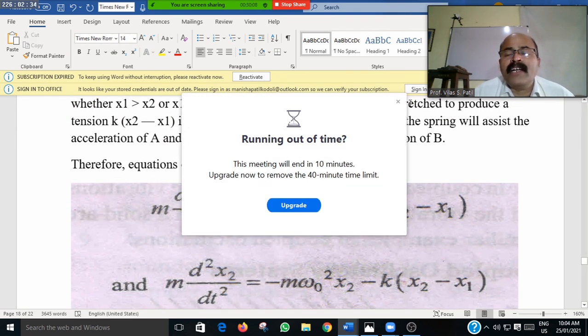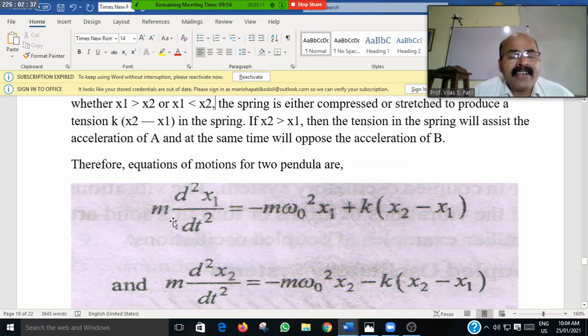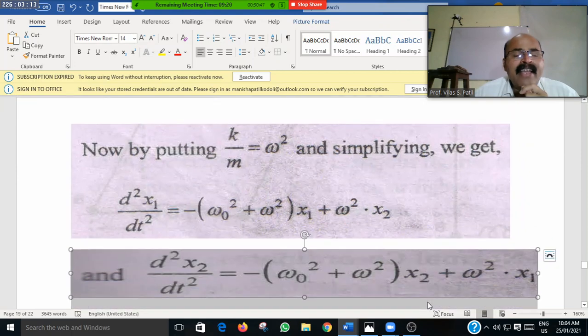Therefore the equation of motion is m into d2. पहिलं बघा इक्वेशन आहे, m मास आहे, d2x1 by dt square is equal to minus m omega 0 square x1 plus k into x2 minus x1. आता हेच आपण x2 ला अप्लाय केलं तर काय होईल बघा, इथं m into d2x2 by dt square is equal to minus m ओमेगा 0 स्क्वेअर x2. इथं मात्र x1 जास्त आहे, त्यामुळे इथं मायनस साइन आलं, मायनस साइन k into x2 minus x1. आता आपण याला रिअरेंज करायचं.